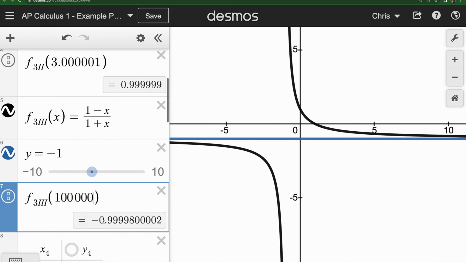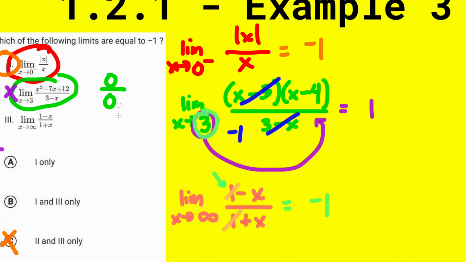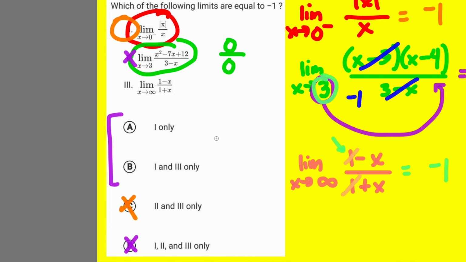You could also put an infinitesimally bigger value in here. So if I plug in 1, it's 0. I'll plug in 10, 100, 1,000. Just keep going with this. You end up with -1. You can see that pattern there. So that's why that one's equal to -1. So long story short, this one also does work. So the answer for this one should be B.